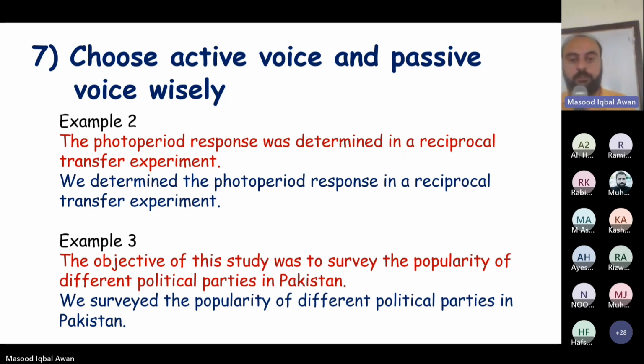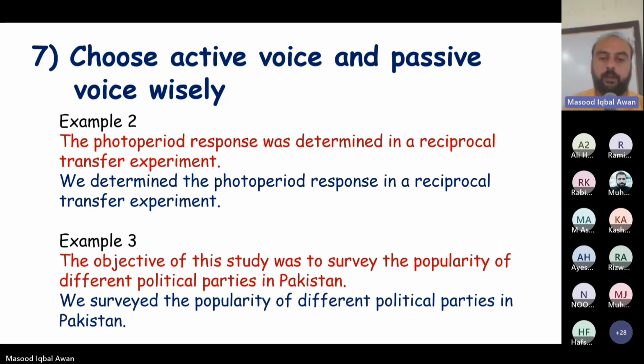The second sentence is: the photoperiod response was determined in a reciprocal transfer experiment. But in this sentence, it is not clear whether the authors did this experiment or they used data from some other data set. But if the author writes, we determined the photoperiod response in a reciprocal transfer experiment, it means that the writers have themselves conducted this experiment. So active voice shows ownership.